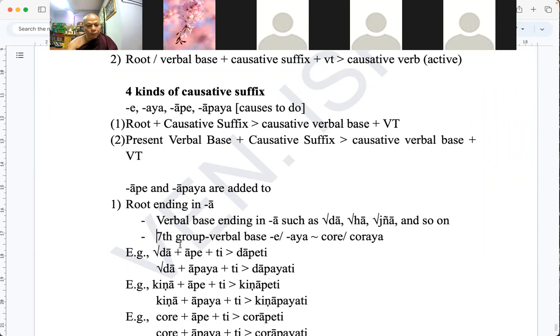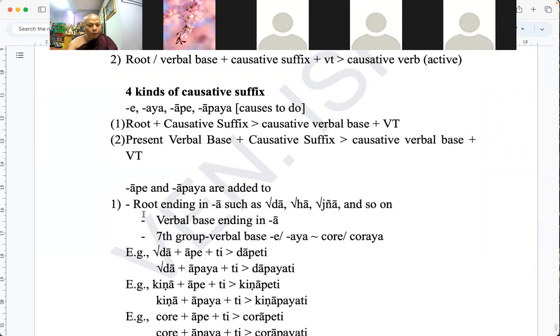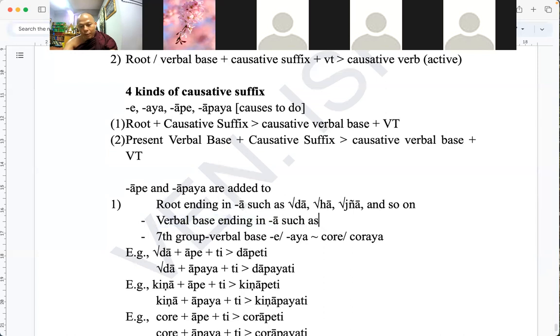So the second information is the vowel base ending in a short vowel, such as ki na, su na, ja na, and so on.